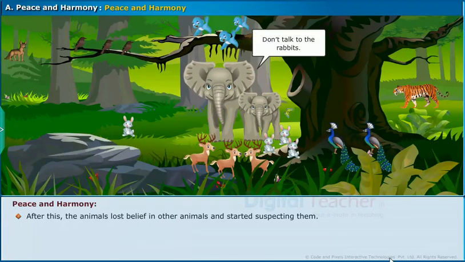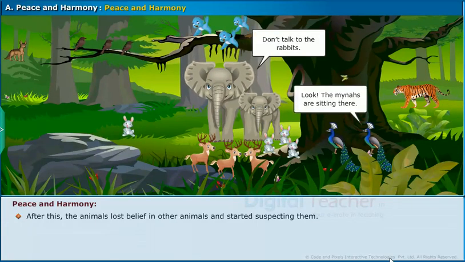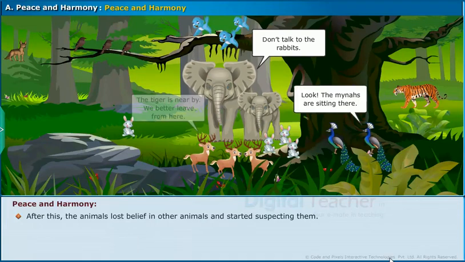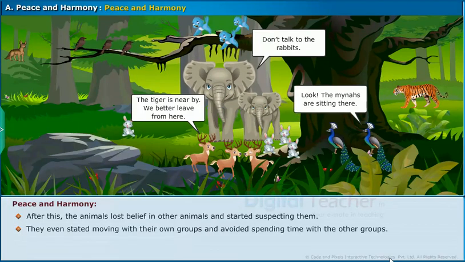"Don't talk to the rabbits." "Look, minas are sitting there. The tiger is nearby. We better leave from here." They even started moving with their own groups and avoided spending time with the other groups.